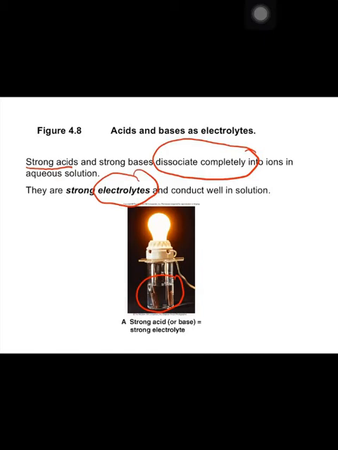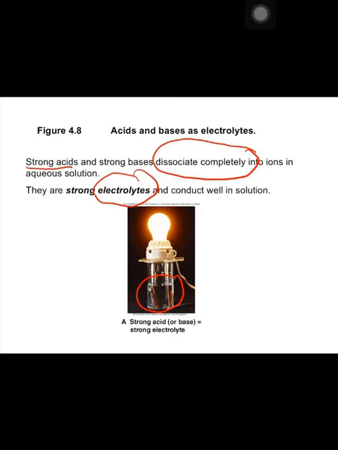Sebab tu a very popular experiment yang selalunya digunakan untuk test the strength of electrolyte is by using a bulb. So in this case clearly we can see the bulb is lit up brightly. Terang kan dia punya cahaya tu, because what we are having now is a strong electrolyte.